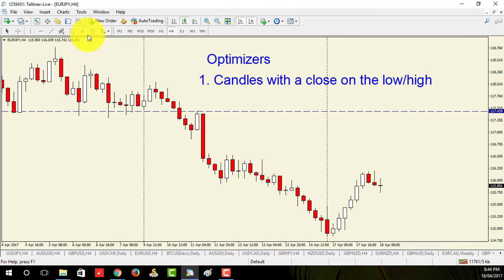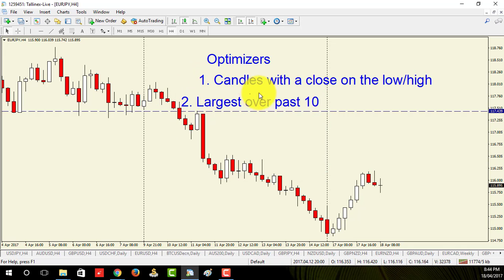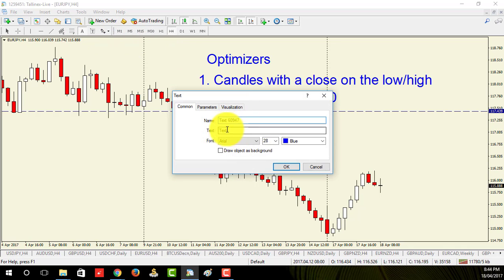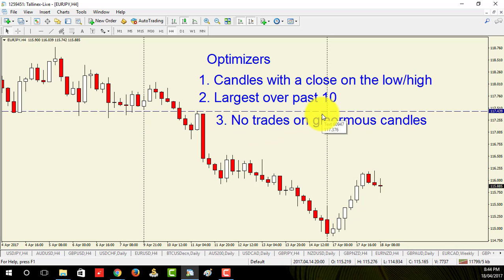That's really critical. Number two is largest over past 10 candles. So if you're looking at a big shadow, make sure it's the largest candle in the last 10. And obviously, beware of the ginormous candles. No trades on ginormous. The ginormous candles, although they're very tempting, they just typically won't work. So I just want to make sure that you guys have the optimizers here. Candles have to close around the high or the low. Make sure they're the largest of the last 10 candles.